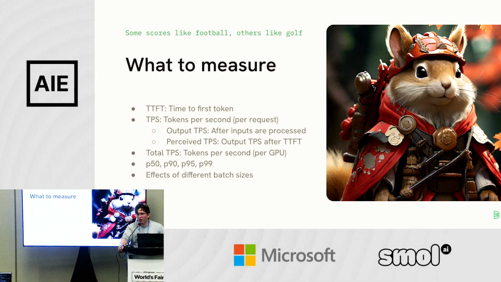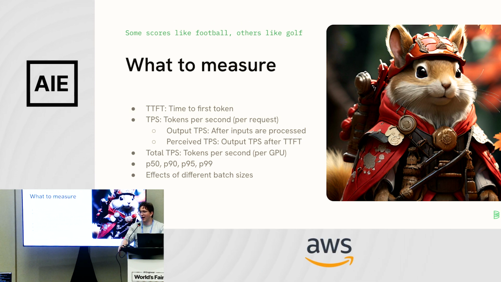Another thing you're going to want to look at when you're running your benchmarks is your total tokens per second. So there's the tokens per second per user, right? Like per request, how many tokens is your end user seeing? And then there's tokens per second in terms of how many tokens your GPU is actually producing.